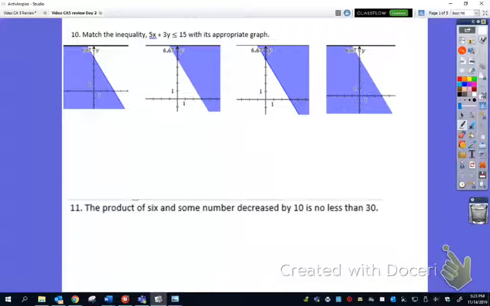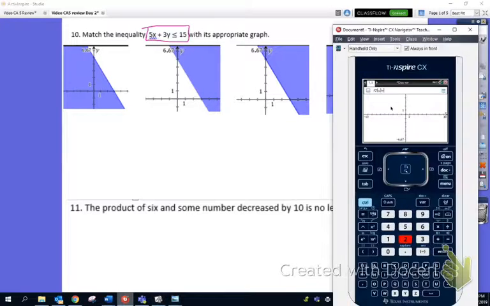So on this one, all you have to do is graph. Make sure that you graph the inequality exactly like it looks. So delete 6. Make sure you type it in, 5x plus 3y. And then control equal, you got less than or equal to, and you got 15. Enter.